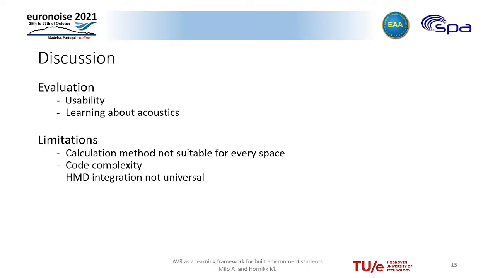In terms of limitations, we know that the calculation method, Airing, is not suitable for every space. Of course, it is simplified and it works mainly for compact spaces, so for strange geometries, it should not be taken as the ground truth. And we know that the code is currently quite complex for someone else to work with, and we would like this to be reduced, maybe through some refactoring or redesign. Finally, the HMD integration is not universal, meaning that it only works with Oculus headsets right now, and we would like this to be more accessible.